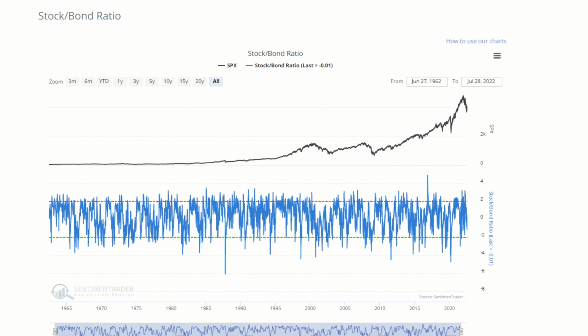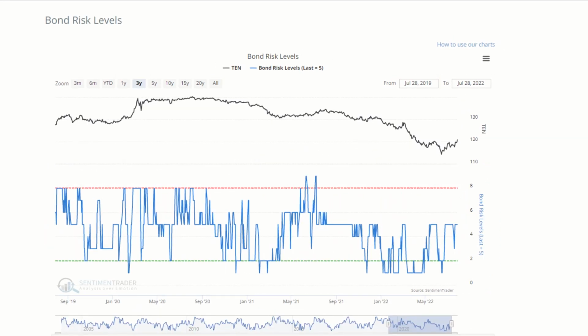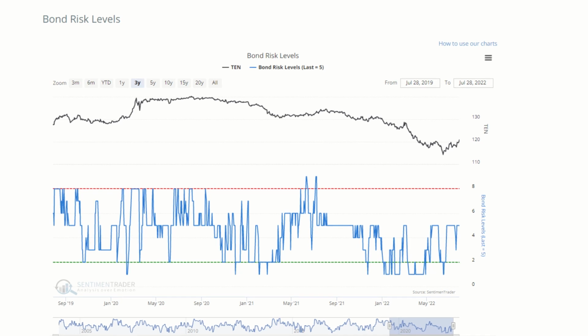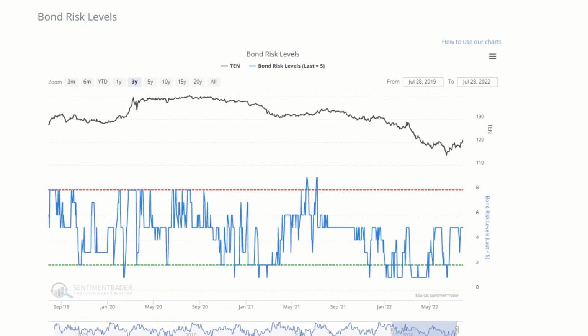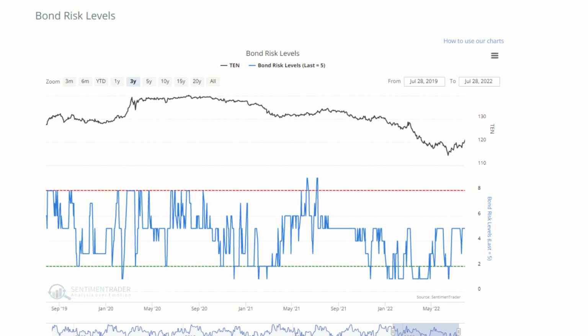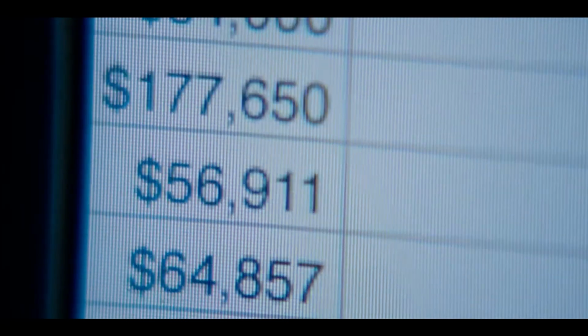Also, we look at the current relationship between stocks and bonds. The rationale stems from the fact that bonds are generally considered less risky investments than stocks. Therefore, as bond issuance rates increase, there's a demand from investors to move out of stocks and into bonds.